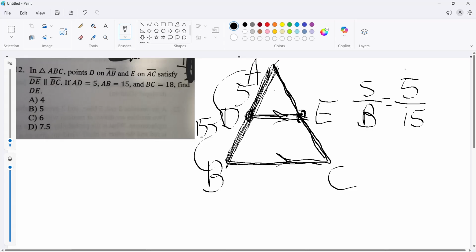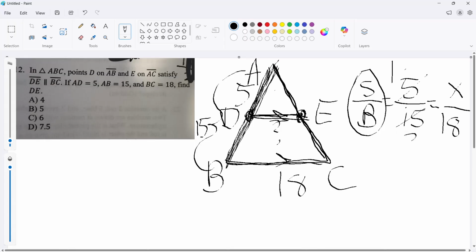And BC is 18. It says this is 18 and it wants you to find DE. Well, small to big. I'm going to call DE x. Small is on top, to big, 18. So this is ratios and proportions. I could simplify first, which would make this much easier. 5 goes into 5 once, 5 goes into 15 3 times. Now I cross multiply. 3x equals 18 times 1 is 18. x equals 18 divided by 3 is 6, which is answer C.